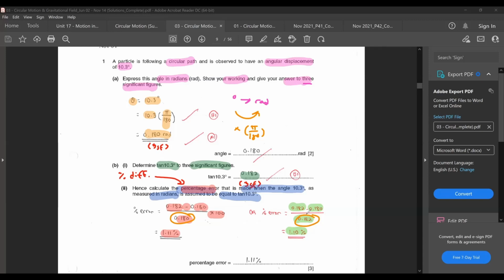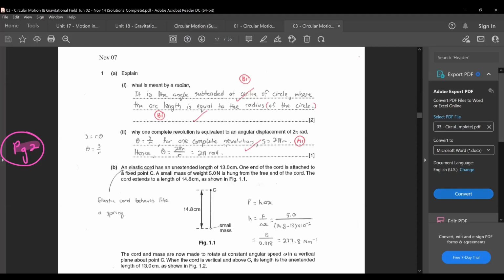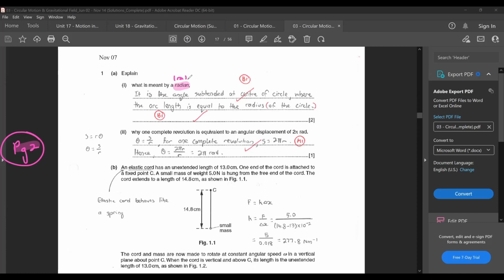Right, so the first two questions are about definitions again. They ask you what is meant by radian. It's asking you to define 1 radian, which is actually a unit. So this one I mentioned to you before, it is just the angle subtended at the center of a circle where the arc length is equal to the radius of the circle. So this one is very simple.